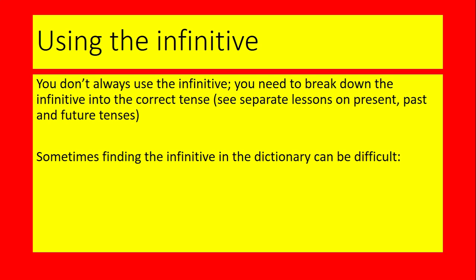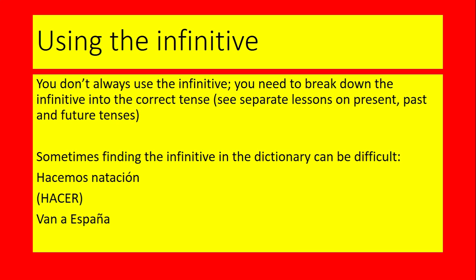And sometimes finding the infinitive in the dictionary can be difficult. If you've got hacemos natación, you will not find the word hacemos in the dictionary. With a bit of intelligence, you might be able to work out that hacemos comes from the verb hacer, and hacer means to do. But you might not know that hacemos means we do swimming, or literally we swim. At least with hacemos, you'll find the verb hacer on the same page, so you might be able to work that one out.